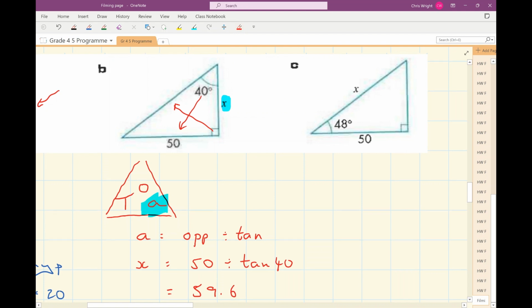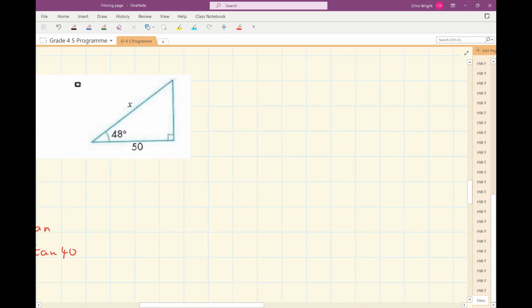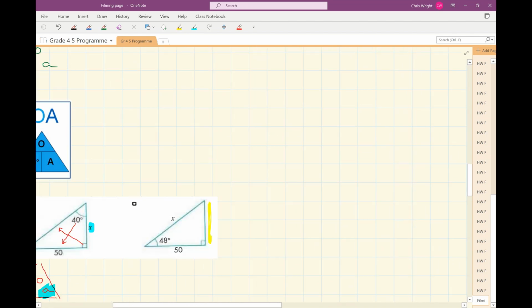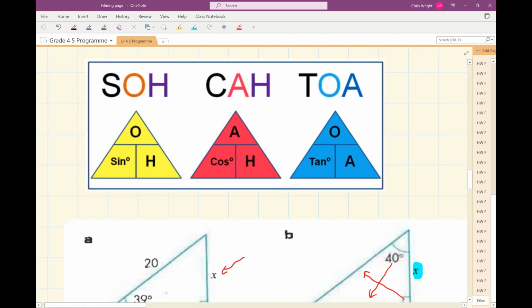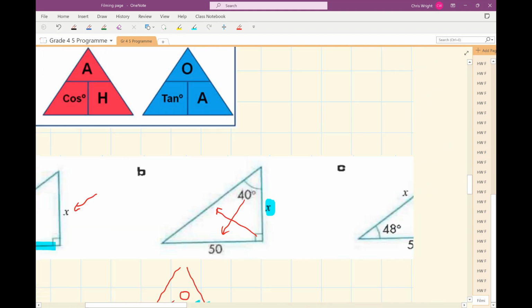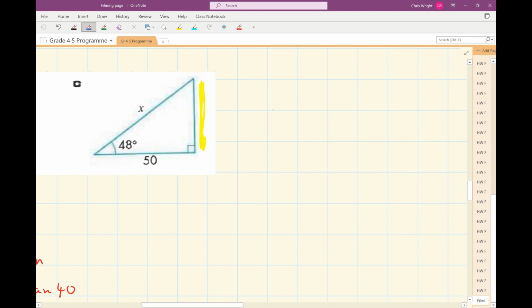Right, lastly, let's have a look at part C. Remember, we're asking ourselves first, which side length is not involved? This is not involved, and that's the opposite. So which of my SOHCAHTOAs does not include the opposite? Answer cos, CA. So for part C, I'm going to be using cos. Right, now, which side am I trying to find? This side here, that's the hypotenuse.